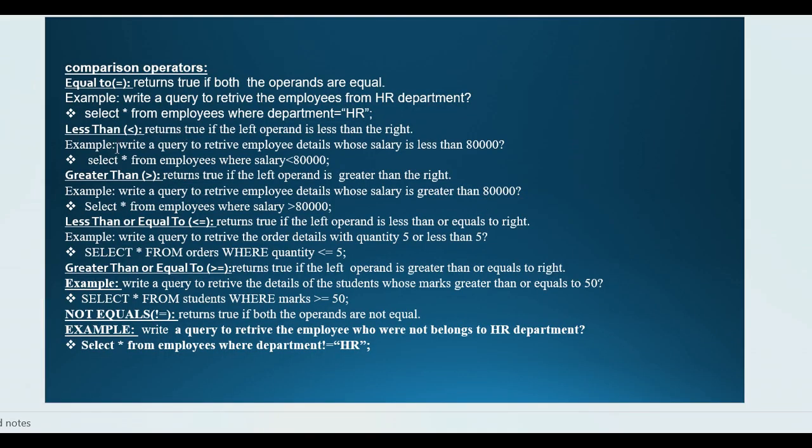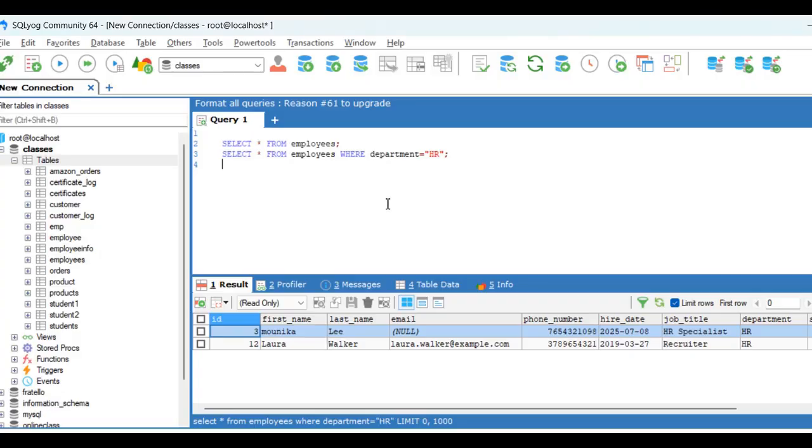The next operator is less than. It returns true if the left operand is less than the right operand. Here we have a query: write a query to retrieve the employee details whose salary is less than 80,000. It has to show the details of the employees whose salary is less than 80,000.